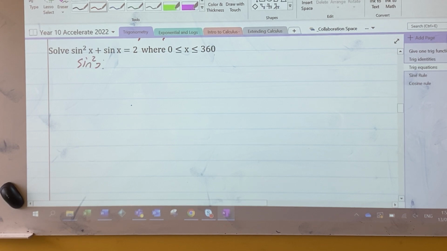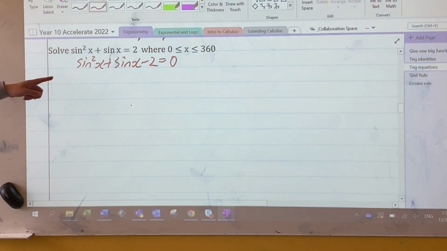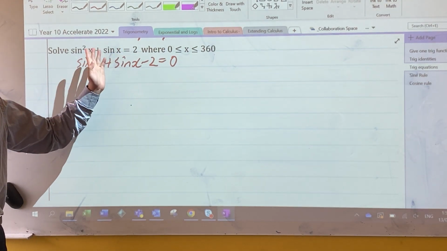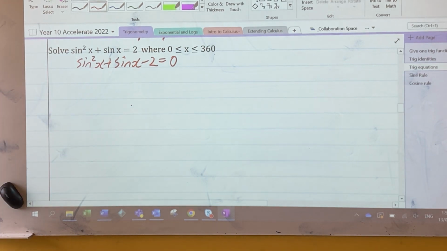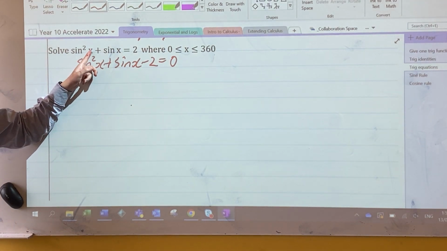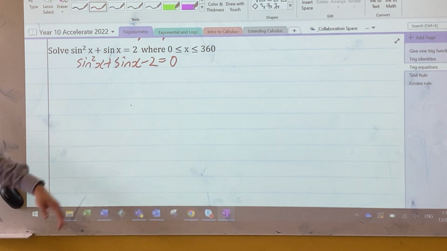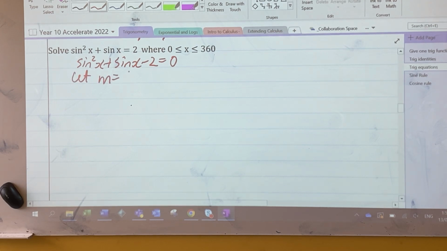Sine square x plus sine x minus 2 equals 0. Notice that I've taken the 2 to the left-hand side, sorry. To the left-hand side, it becomes negative. The reason I do that is I want to have a quadratic. Well, it is a quadratic, right? Something square x, something x, and a constant equal to 0. Is it okay? So we let m equal sine x. And suddenly, I've got m squared plus m minus 2 equals 0.